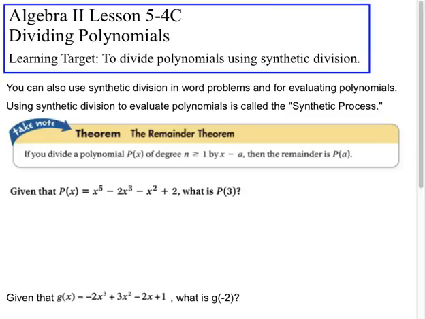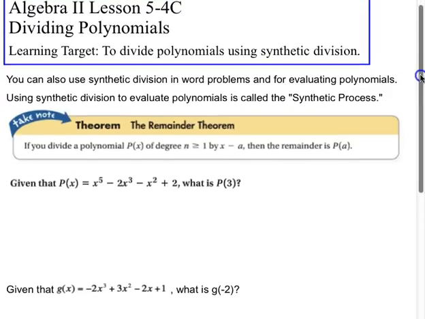Welcome back for our third day of 5-4 of dividing polynomials. So when we're looking at this, we're going to spend another day on synthetic division because there are some applications of synthetic division. So yesterday we covered the basics of it and we used it to determine if a linear polynomial was a factor of another polynomial. Today I'm going to teach you something called the synthetic process.